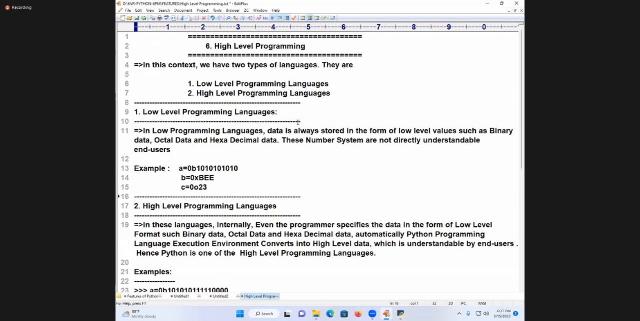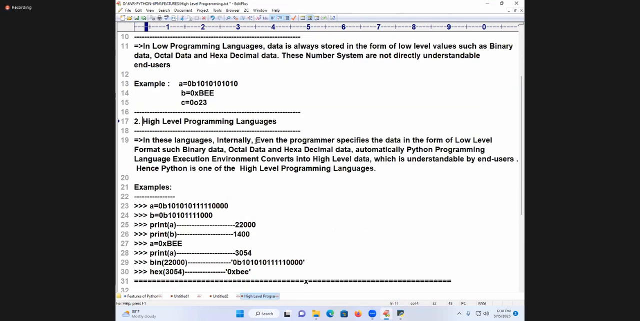That's why Python is what? Right. Now please read out high level language. In these languages, internally, the programmer specifies the data in the form of low level format such as binary, octal, hexadecimal data.